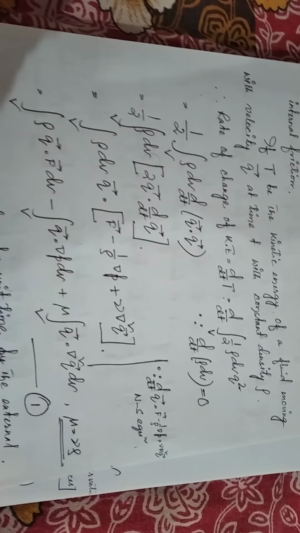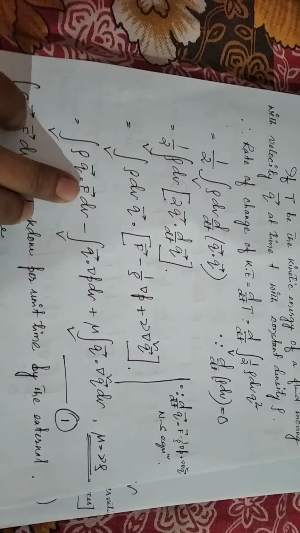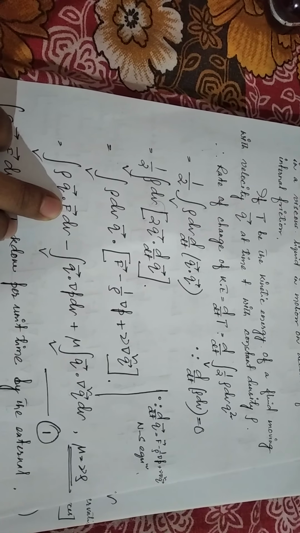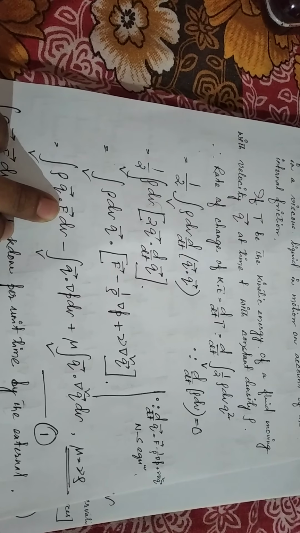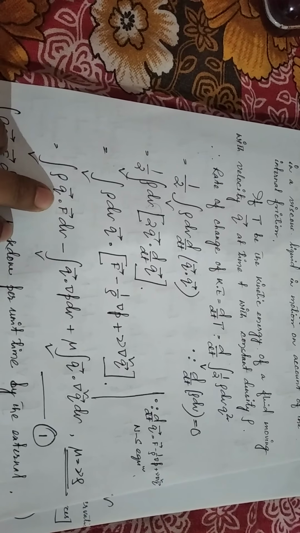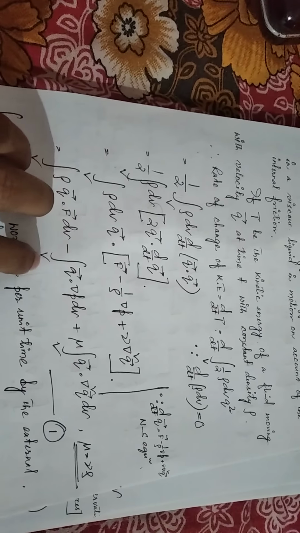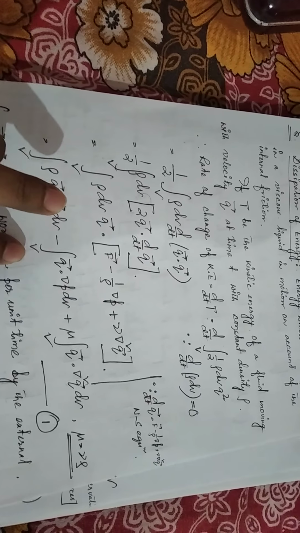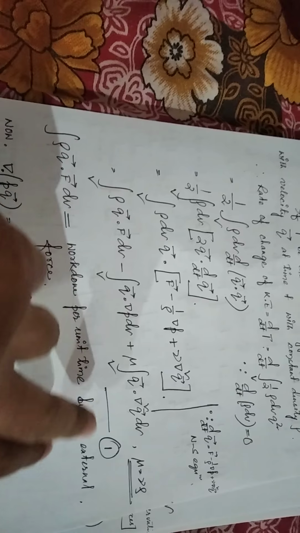Now, what is that? Velocity into force. Velocity into force can be written as force into distance divided by time, since velocity is distance by time. Now, what is force into distance? This is work done. So velocity into force is nothing but work done per unit time. So the first part represents the work done per unit time by the external force.